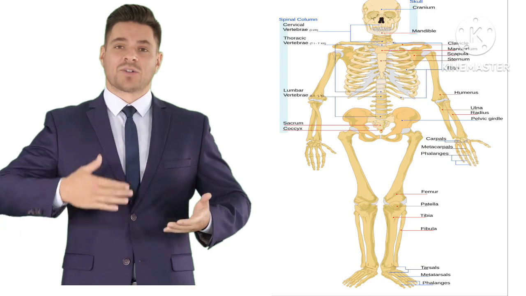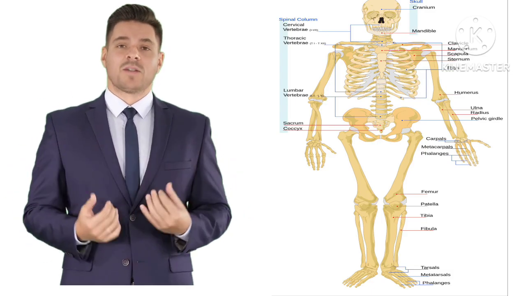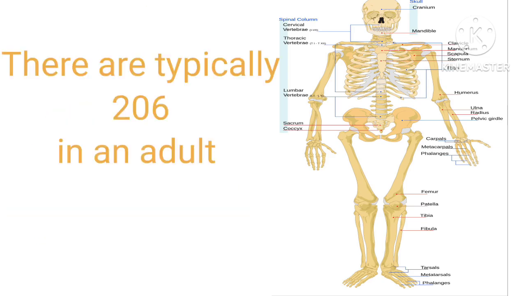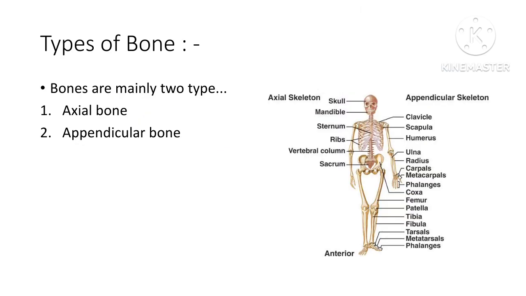Bones come in a variety of shapes and sizes and are categorized based on their location and function in the body. In the modern human, there are typically 206 bones in an adult. According to region, there are two types of bone. That is the axial skeleton and the appendicular skeleton.